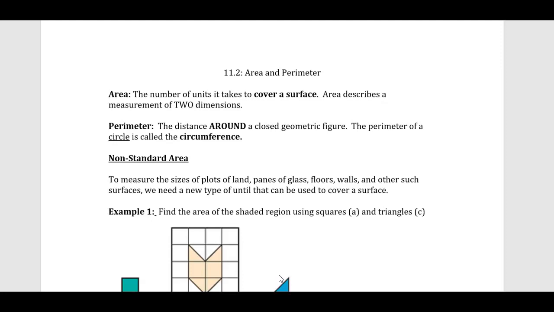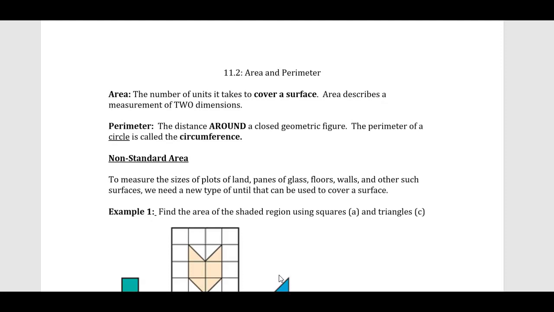All right, so this is a video just to introduce 11.2, which is on area and perimeter. So we're going to talk about what area and perimeter mean, and then we'll start by finding the area and perimeter using some non-traditional, non-standard area units, and then we'll do a rectangle. So what does area mean?